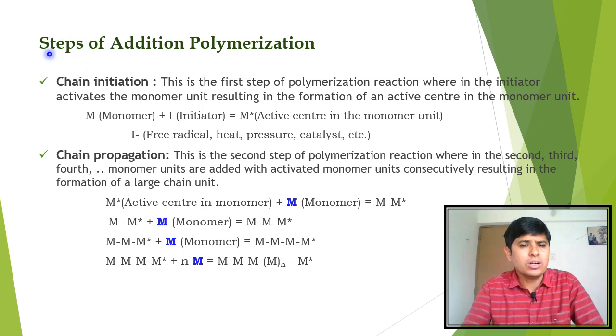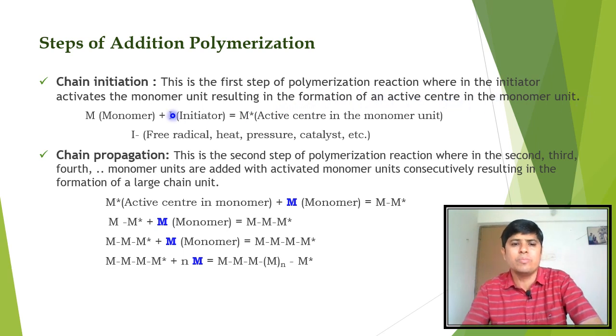Now next are the steps of addition polymerization. Let's see the first step, chain initiation. This is the first step of the polymerization reaction, where the initiator activates the monomer unit, resulting in the formation of an active center in the monomer unit.